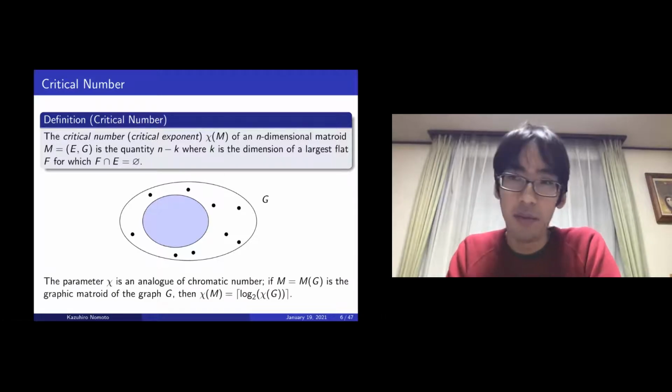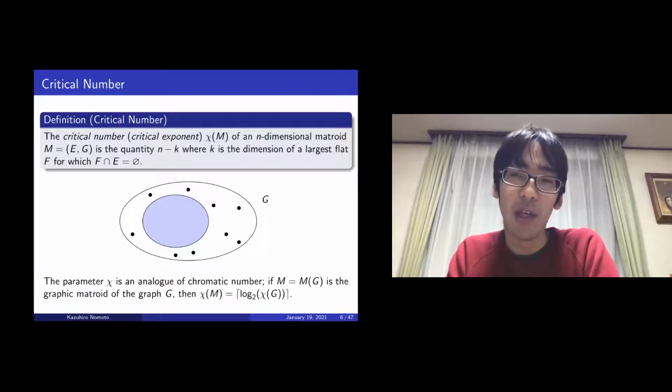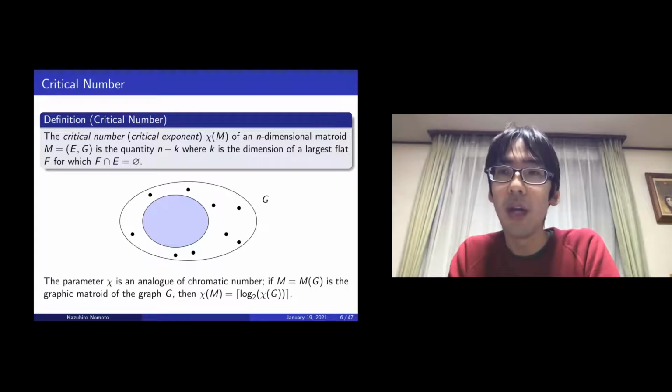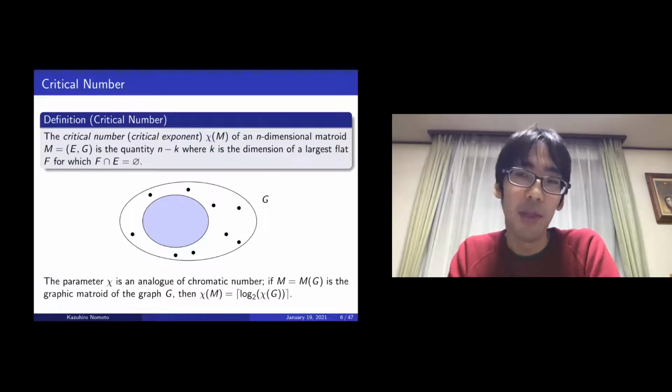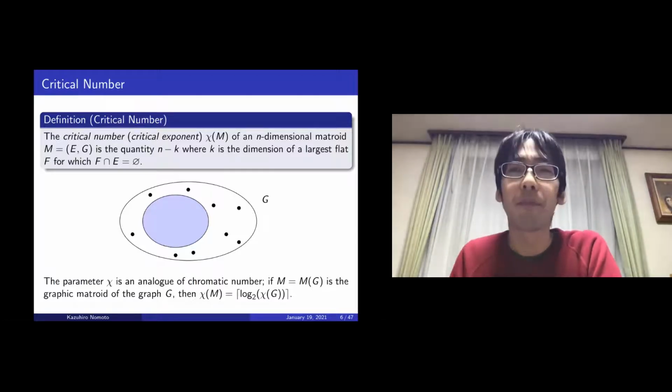And one of the reasons why people consider this a geometric analog of the chromatic number is that if you start with a graph G, so below the diagram, G means a graph, not the ambient space of matroids. But if you start with a graph G, then consider the graphic matroid of that graph G, then the chi of this new graphic matroid is the log of the chromatic number of the graph you started with. There are other things you can prove which sort of indicate that this is a good analog of chromatic number, but this is one of the reasons.